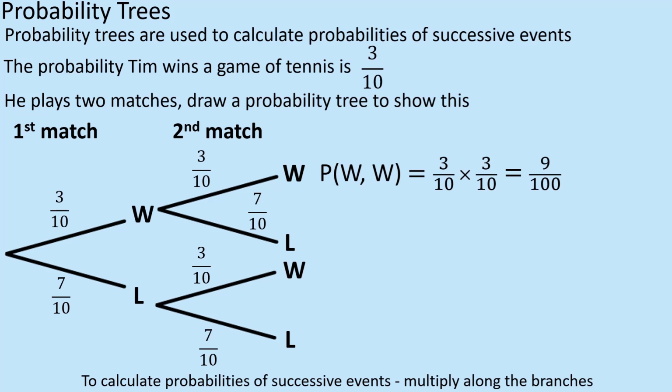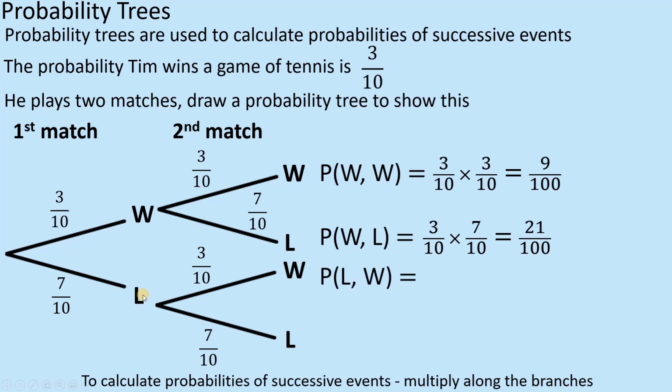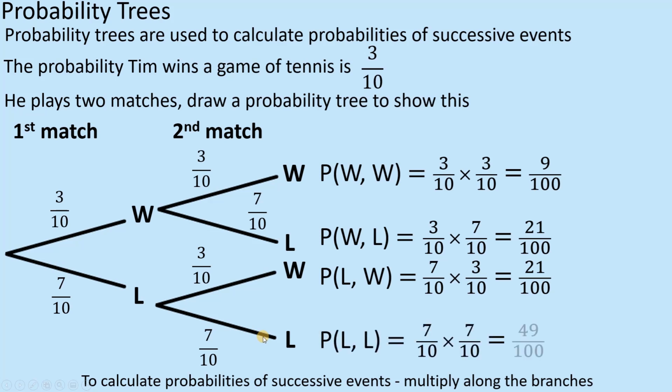Not particularly good. And then if I do win and a loss, it is again 3/10 times 7/10, which is 21 out of 100. The next one is a loss and then a win, so that's 7/10 times 3/10, which again is 21 out of 100. And then the probability of him losing both is 7/10 times 7/10, which is 49 over 100. What you should notice is when I add these 4 fractions at the end, because these are all the possibilities when he plays 2 games, they add up to 1.